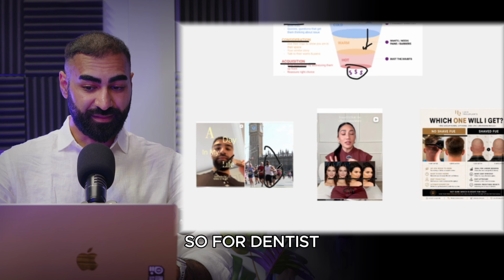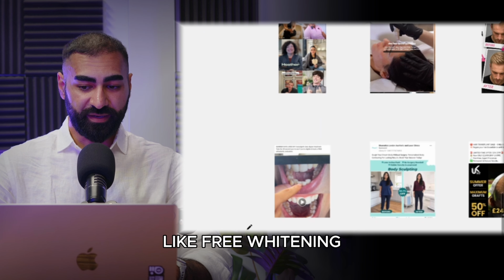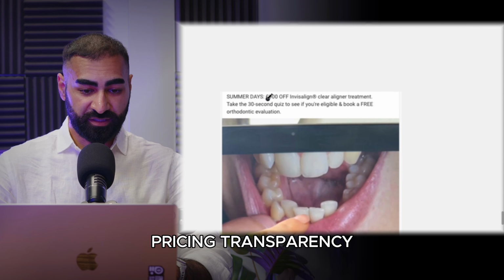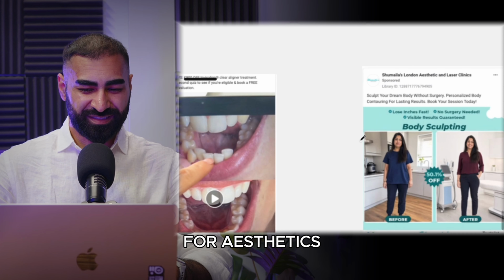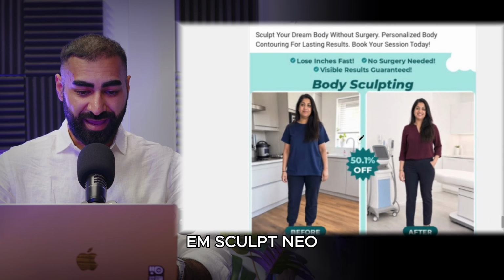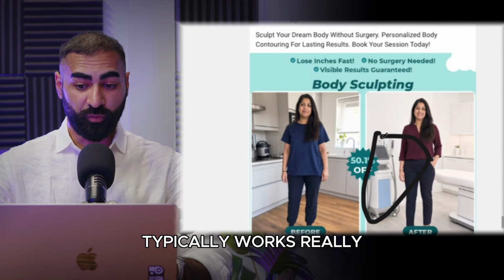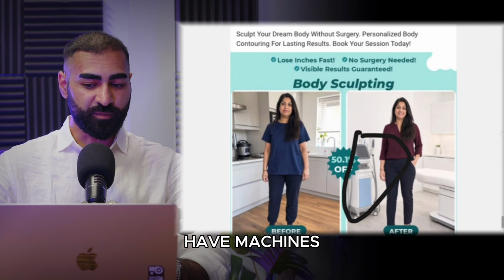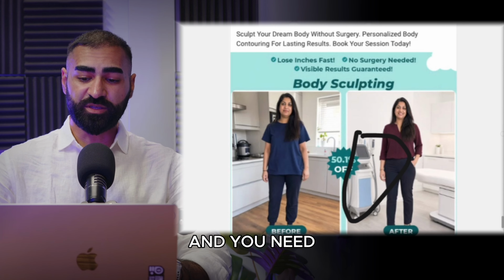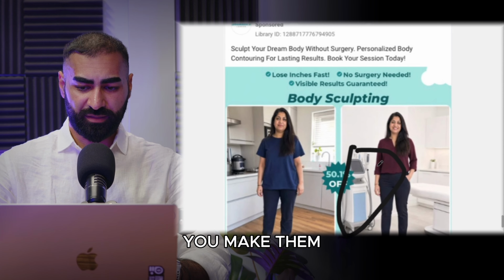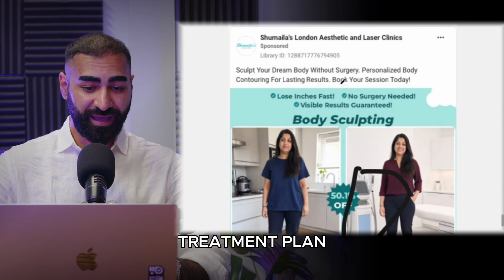So for dentists, the offer can be wide, like free whitening after Invisalign, or pricing transparency, or even finance options laid out clearly. For aesthetics, it does depend on the machines. Emsculpt Neo typically works really well on a bulk deal. If you don't have machines, it's about overselling the consultation to get the patient in, and you need to be charging for these, and make sure you make them redeemable against future treatment plan, and you have them in the ad copy as well.